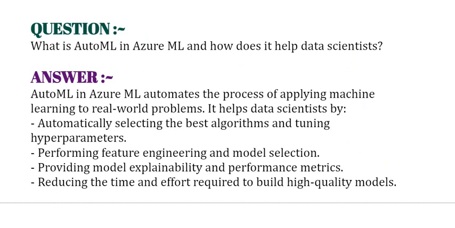The question is, what is AutoML in Azure ML and how does it help data scientists? Your answer should be, AutoML in Azure ML automates the process of applying machine learning to real-world problems. It helps data scientists by automatically selecting the best algorithms and tuning hyperparameters, performing feature engineering and model selection, providing model explainability and performance metrics, reducing the time and effort required to build high-quality models.